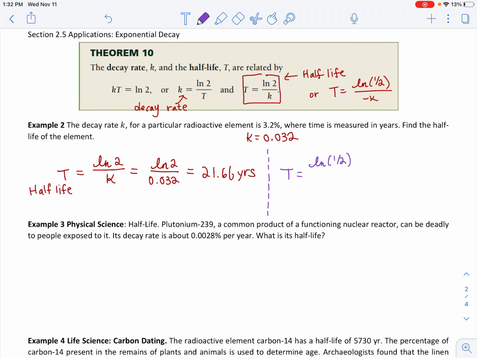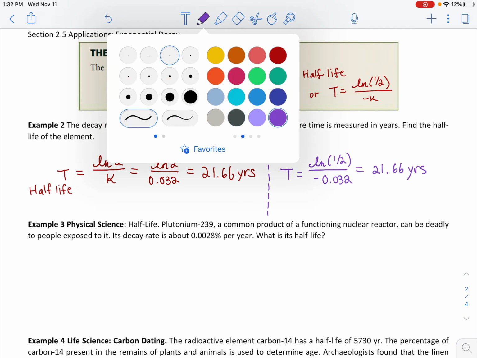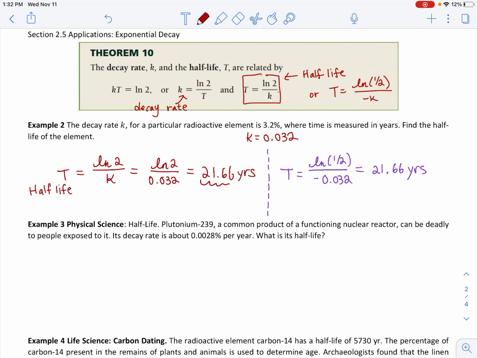So let me try the other way. T equals natural log of 1/2 divided by negative k, negative 0.032. If you do that, natural log of 1/2 divided by negative 0.032, it gave us still the same exact answer, 21.66 years. So up to you, the red equation or the purple equation, you now know a formula for half-life. So we got the answer.